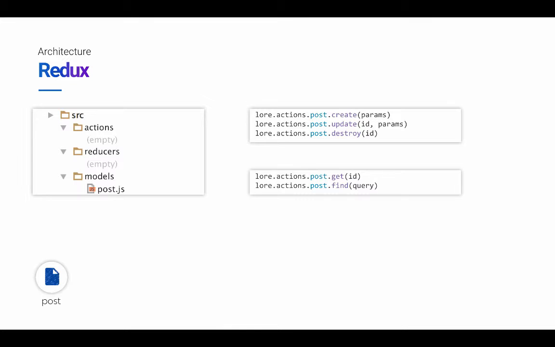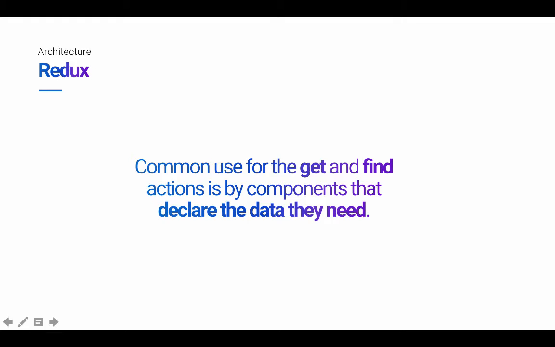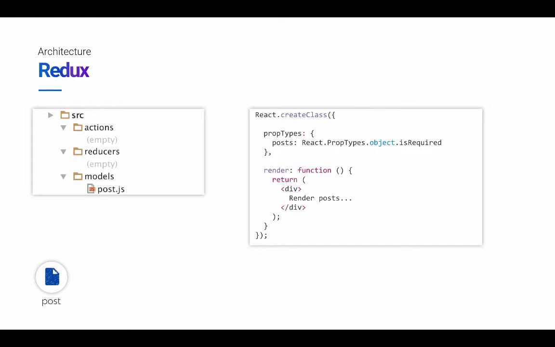And the reason that we've broken out the get and find actions is because they deserve a little more attention. Instead of calling these actions directly, the more common usage is handled by the framework itself, as it allows components to declare the data they need directly. To illustrate, we're going to take a look at this component. This component is responsible for rendering a list of posts, and to do that, it needs a set of posts to render. So how do we get our set of posts into this component? And for that matter, how do we fetch the list of posts from the server? Well, both of these questions are answered by a decorator that Lore provides.